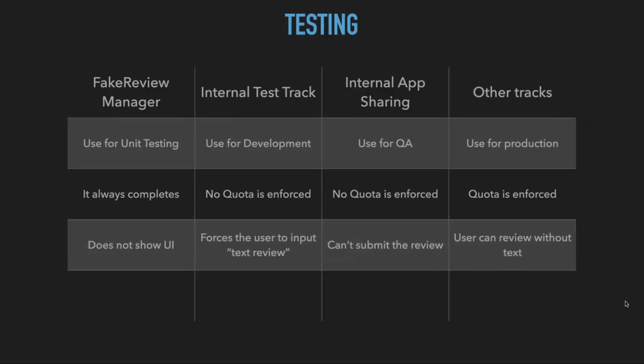So because there are different moving pieces and a lot of different requirements, it's important to know that the testing part is a bit tricky. And here I tried to put it in a table that covers the 4 different ways to test this API. The first one is through the fake review manager instance. This is a special implementation that is included in the PlayCore library that basically fakes the API, allowing you to use it for unit tests or integration tests, since it always completes.